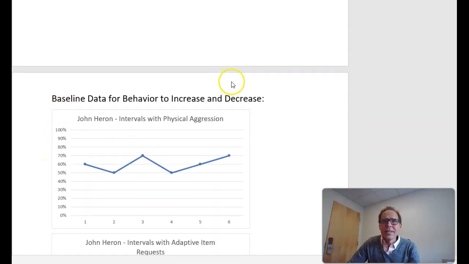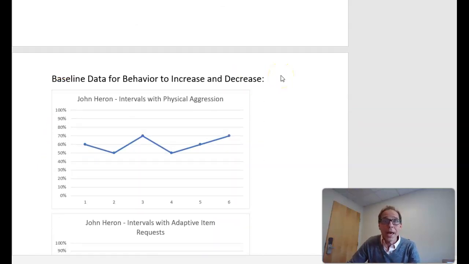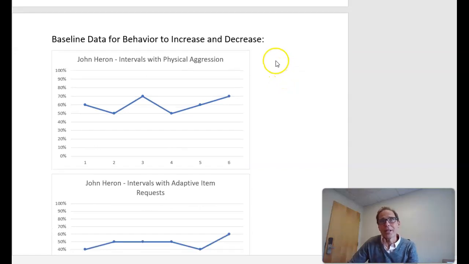Then we're going to want to have baseline data for both behaviors to increase and behaviors to decrease, right? It makes sense that we'd have the behaviors to decrease. You want to see how often the problem behavior is happening right now, because that's the only way we know whether our interventions are improving it.